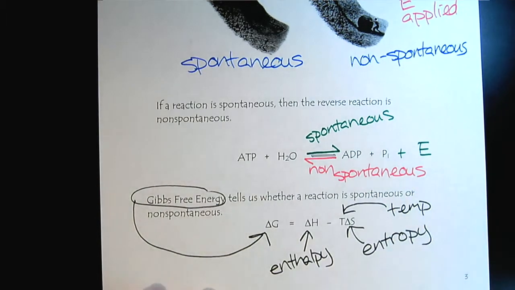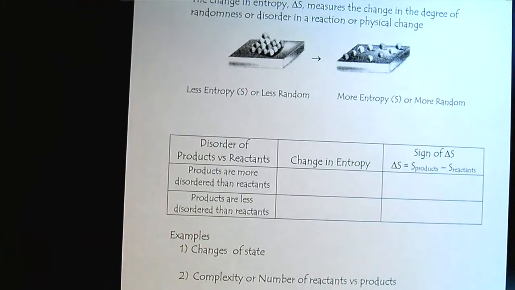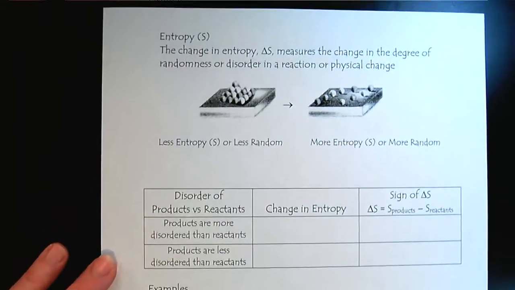So we know a lot about enthalpy and we know about temperature. So to fully understand Gibbs free energy, we need to learn a little bit more about entropy. So let's take some time now to learn about entropy, and then we can finish looking at reaction energetics. Okay, so here we are.